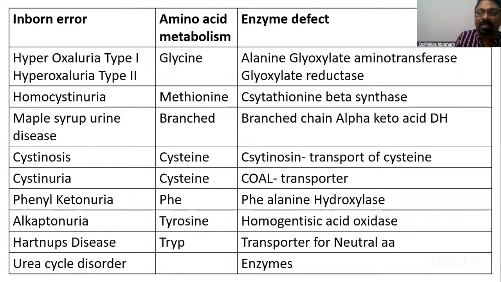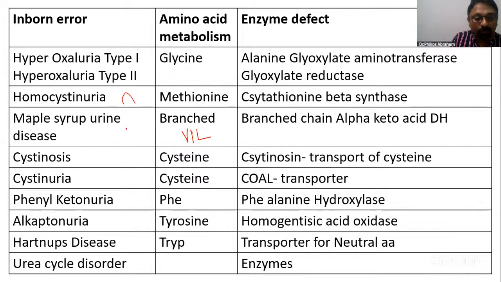And in dental terms, we can say high arched palate. In homocystinuria, you can see a high arched palate and crowded teeth. These are the dental manifestations we see in homocystinuria: high arched palate and crowding of teeth. Then maple syrup urine disease, as I already said, is about branched-chain amino acids: valine, isoleucine, leucine. The enzyme deficiency is branched-chain alpha-ketoacid dehydrogenase.